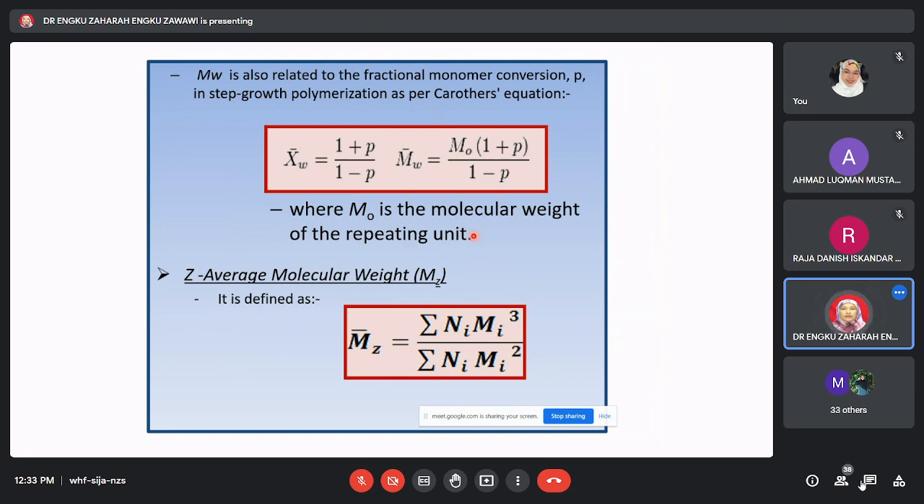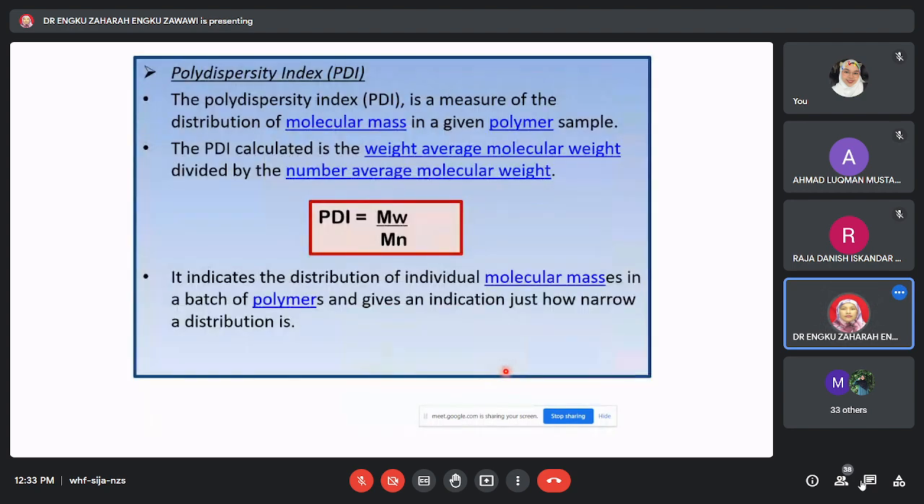So selain daripada itu, kita juga ada Z average molecular weight. Okay, so they define the Z average molecular weight as the summation of NiMi kuasa 3 divided by summation of NiMi kuasa 2. So ni by using this formula we can calculate lah.